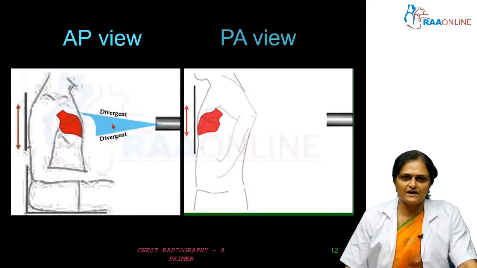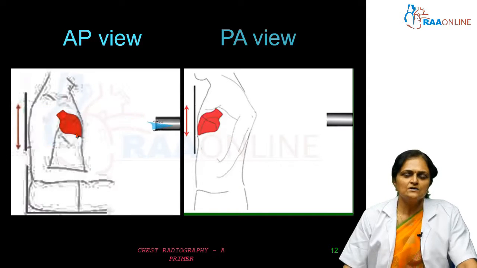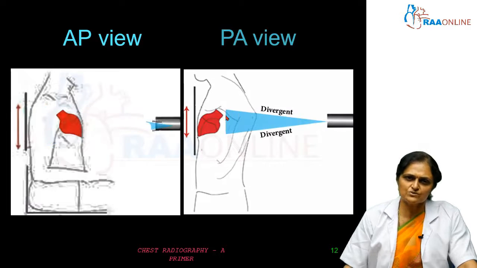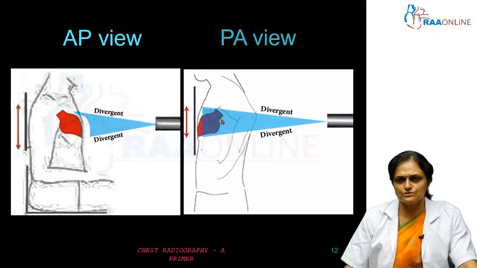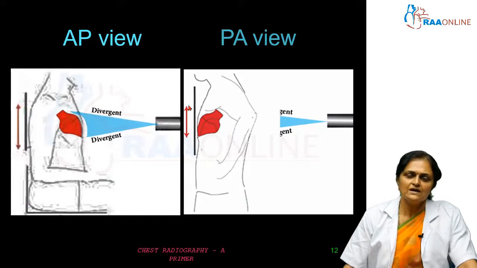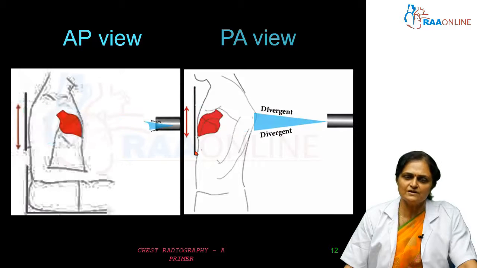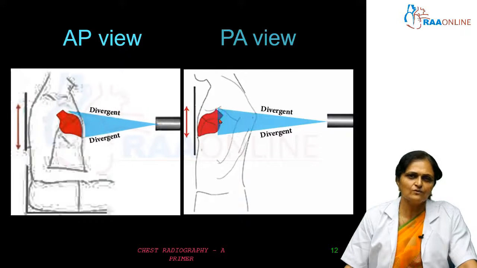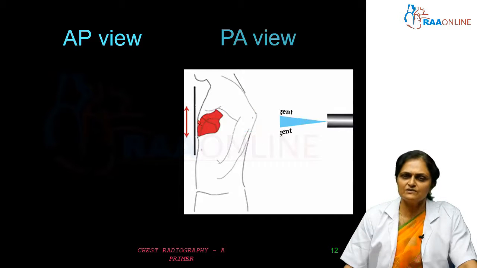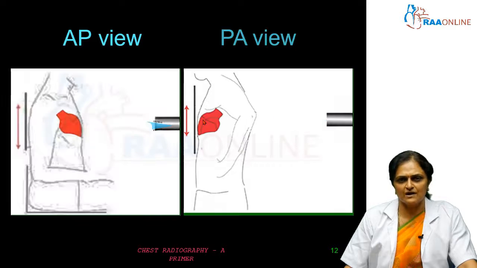This is the physics behind it. Normally when the X-rays come out of the source, they have this divergent nature. So in a PA view, when the X-rays come out, they pass through the back of the patient, as I had already told you, and the heart that lies closer to the anterior chest wall is lying very close to the film which is placed in the cassette. Therefore, when the X-rays pass through the heart and come to the film, there is very little divergence beyond the heart, and therefore there is very little magnification of the heart.